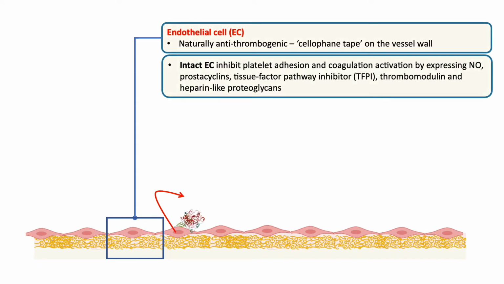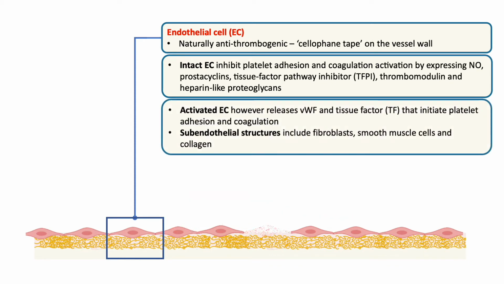Intact endothelial cells inhibit platelet adhesion and coagulation activation by expressing vasodilatory nitric oxide and anticoagulants such as prostacyclin, tissue factor pathway inhibitor, thrombomodulin, and heparin-like proteoglycans.